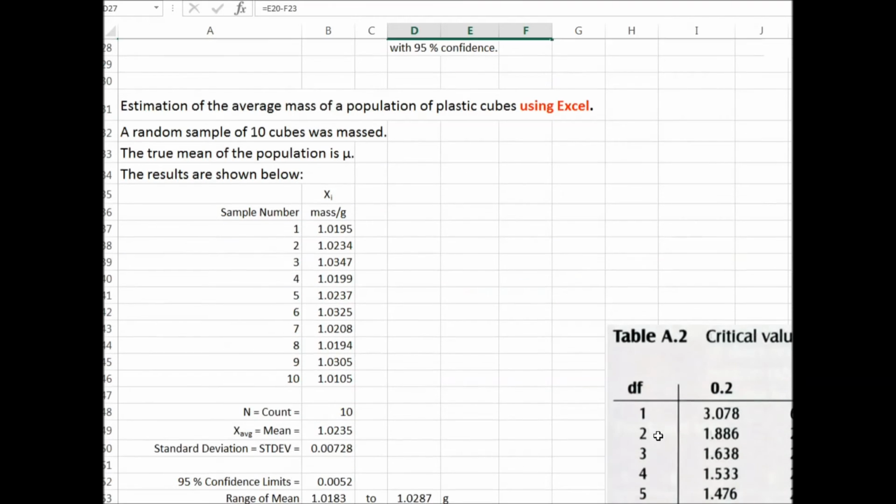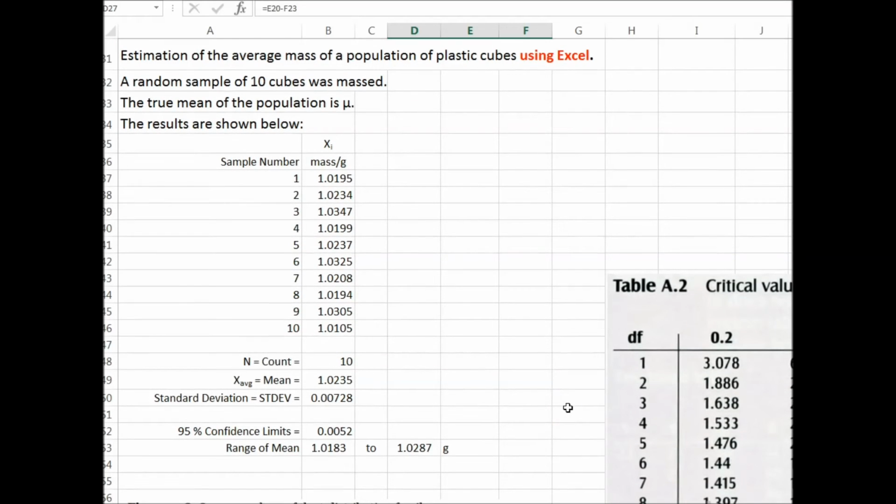Just a few words. We can do this in an easier way using Excel. Take the values, get the count, get the mean, get the standard deviation, and you can calculate the confidence limits directly using this formula here, CONFIDENCE.T, and we have the 0.05 as our significance level. This value here is the standard deviation, so you have to enter that, and you have to enter the count. And again, we get the exact same value.